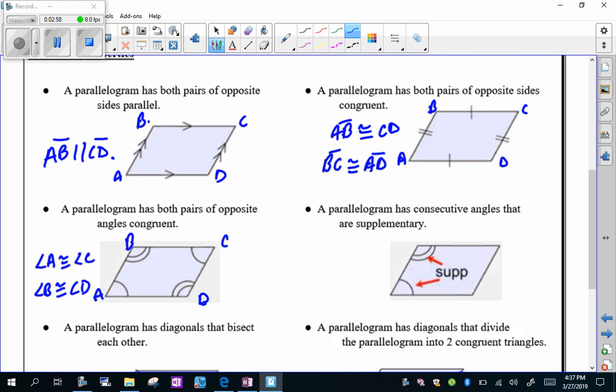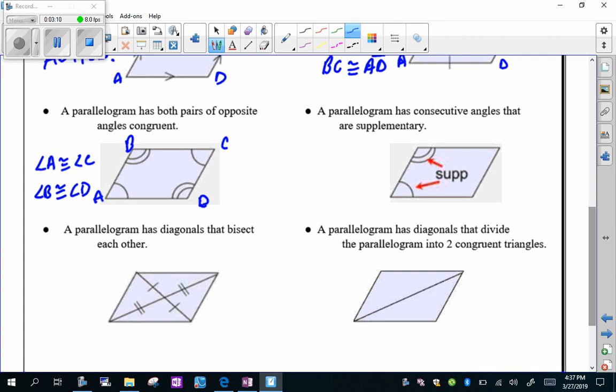Okay, now, a parallelogram has consecutive angles that are supplementary. So we know that these two angles here are going to add up to 180 degrees. A parallelogram has diagonals that bisect each other. That's very important. So that's my diagonal, the blue line, and then also the red line. The blue line bisects the red line, and the red line bisects the blue line. Now, something important, it doesn't mean that the two diagonals are congruent. It just means that they bisect each other, meaning that it's broken up into two congruent parts.